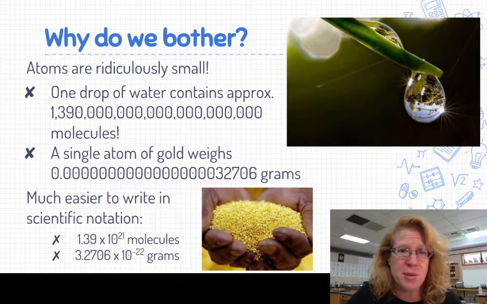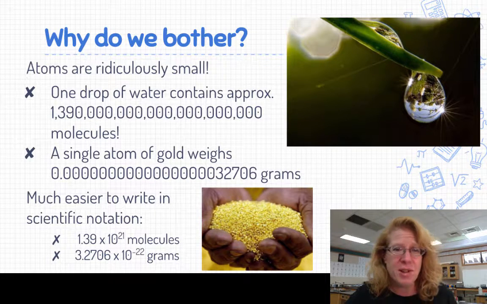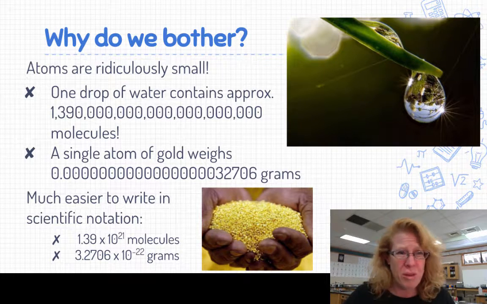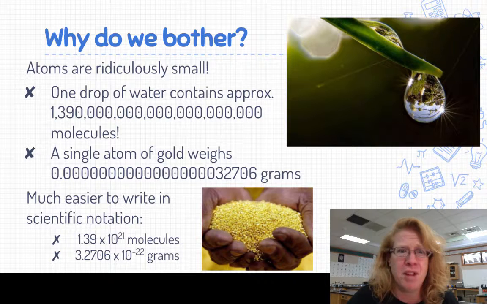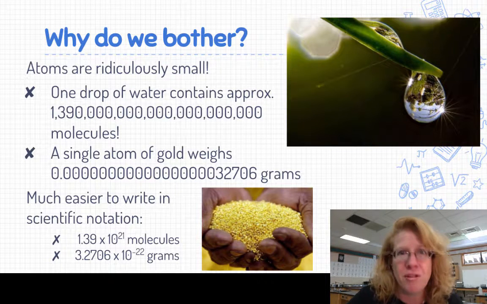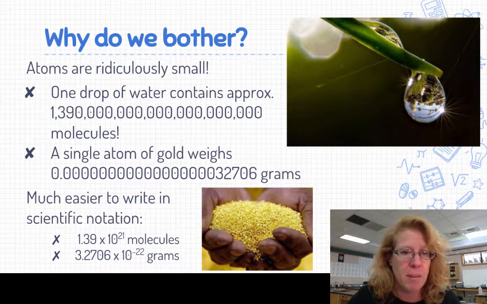Well, it turns out that science deals with lots of numbers that are either really, really large or really, really small, and it saves a lot of errors, and a lot of time and space on your paper as well. A couple of examples of crazy numbers are on the screen. A single drop of water contains 1,000 million, billion, trillion, quadrillion, quintillion, 1.39 hexillion. I don't even know if that's the right word for that number. It's a ridiculously large number of zeros, and it's easy to misplace how many zeros you're talking about. But there's a ridiculously large number of atoms or molecules of water in even a single drop.